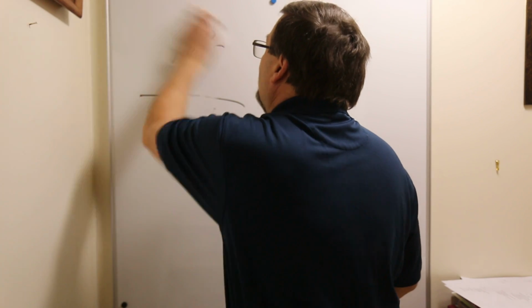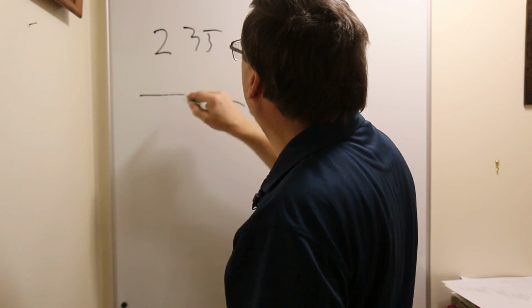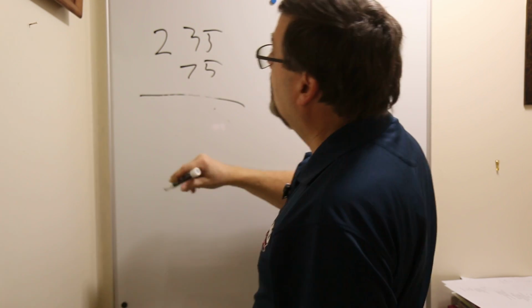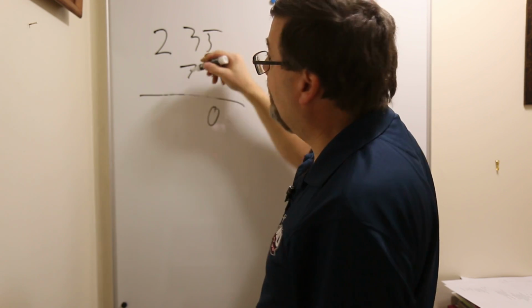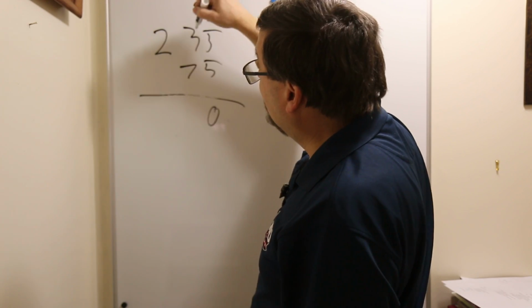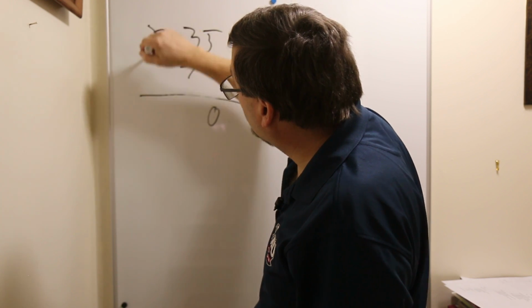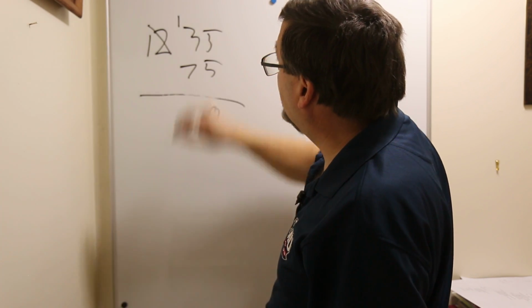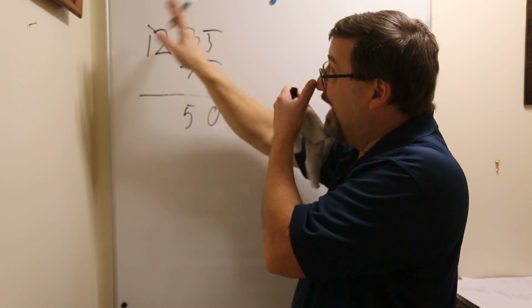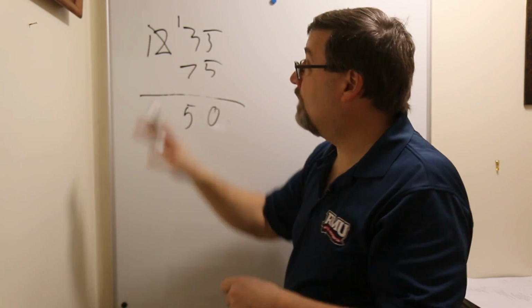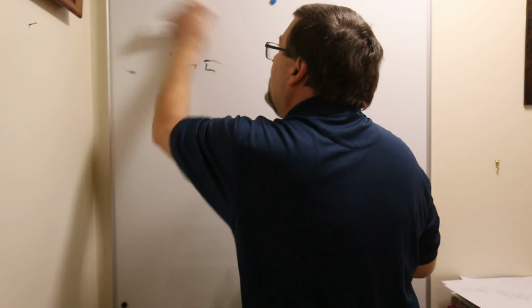Now, if we needed to borrow in a bigger number, say we had 235 minus 75, so we do 5 minus 5 is 0, 3 minus 7, we can't do that. But this is really 30 minus 70, right? So we bring over, the 2 becomes 1, and we have 13 minus 7, which is 6, but really it's 130 minus 70, right? But we're looking at it as 13 minus 7. So again, that's decimal subtraction.